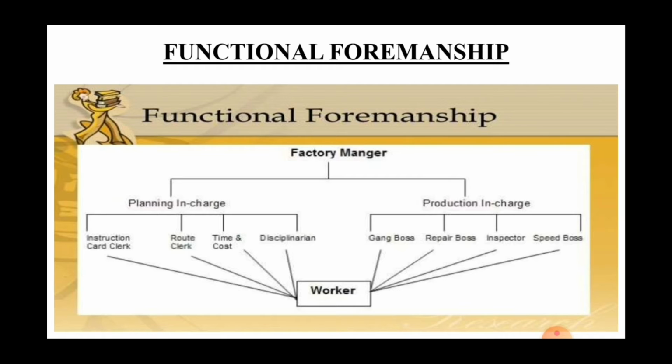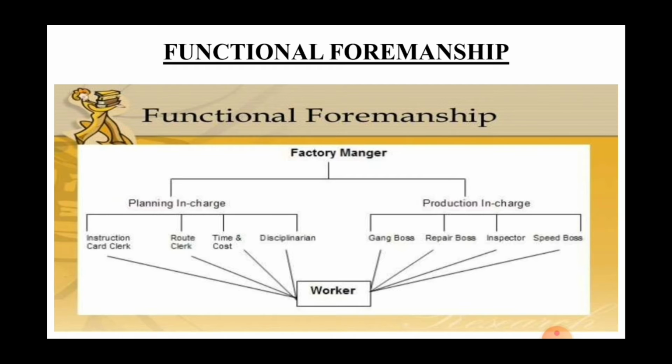He advocated appointment of 8 foremen, divided into two groups, 4 of them being responsible for planning the work and 4 concerned with the execution of work in industry. So the first group, which is involved in the planning, has an instruction card clerk, route clerk, time and cost clerk, and disciplinarian.